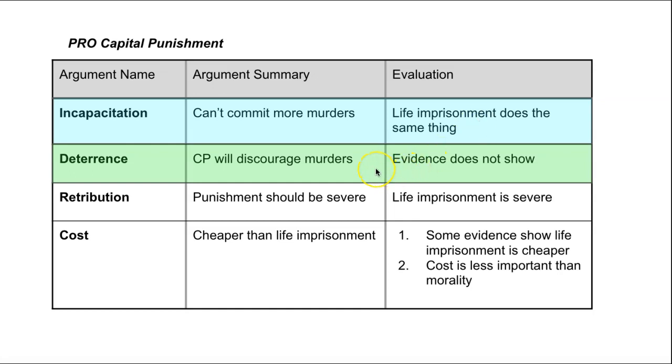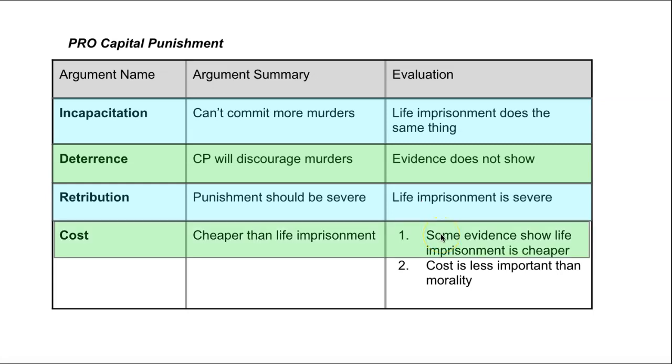The second argument, deterrence, we have rejected somewhat because the evidence does not show that it's a true argument. The third, retribution, we have analyzed as well. Similar to the first one, the arguer created a false dilemma between severe punishment and no punishment by failing to acknowledge that life imprisonment is also a severe punishment.